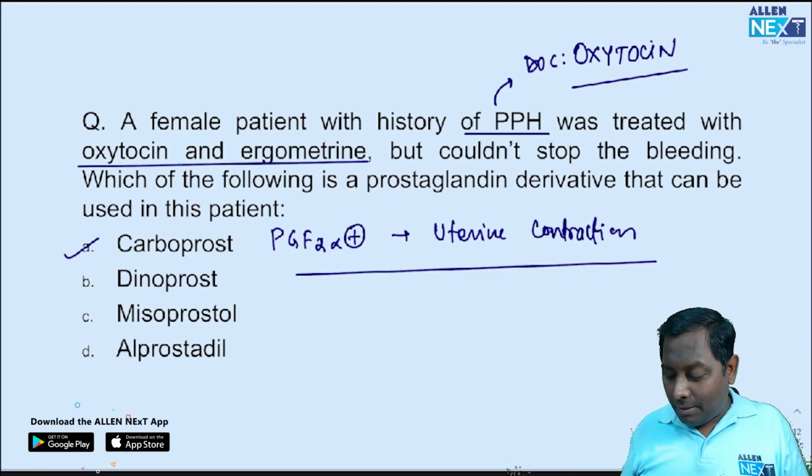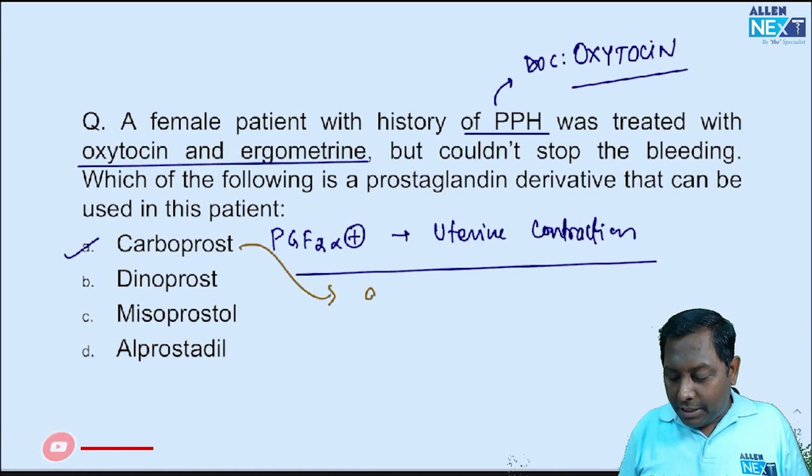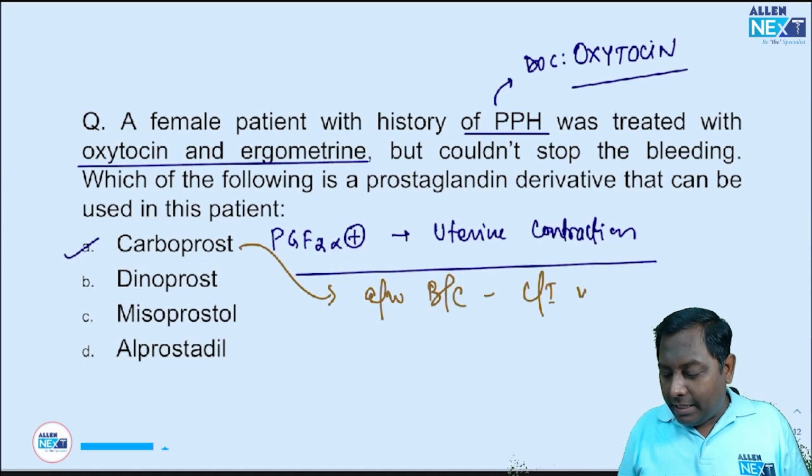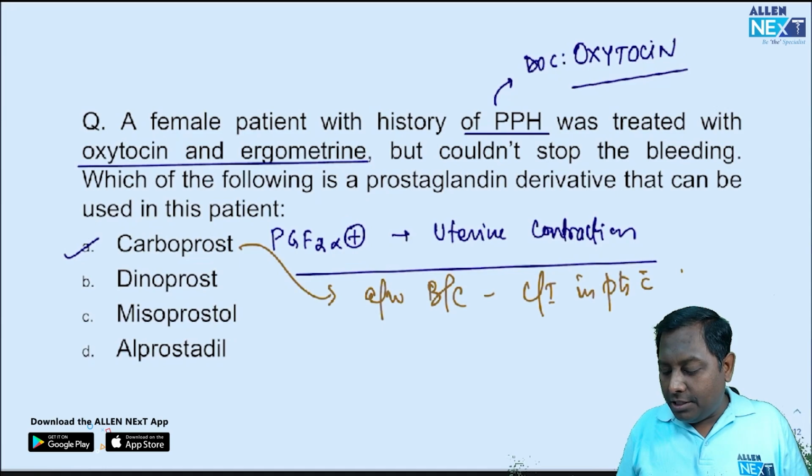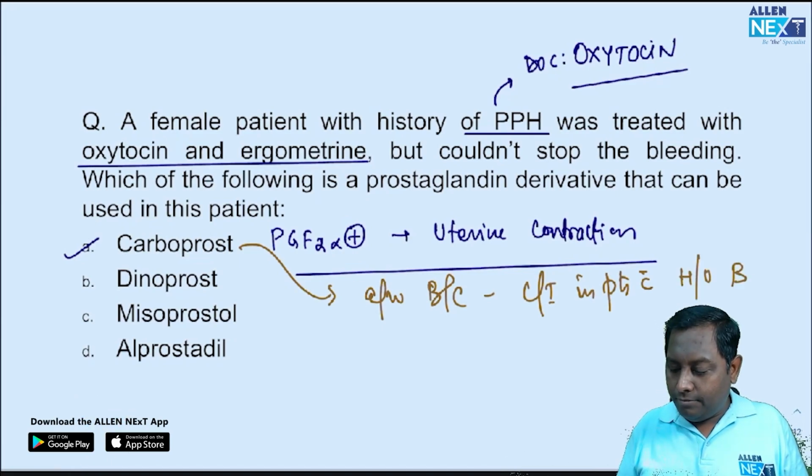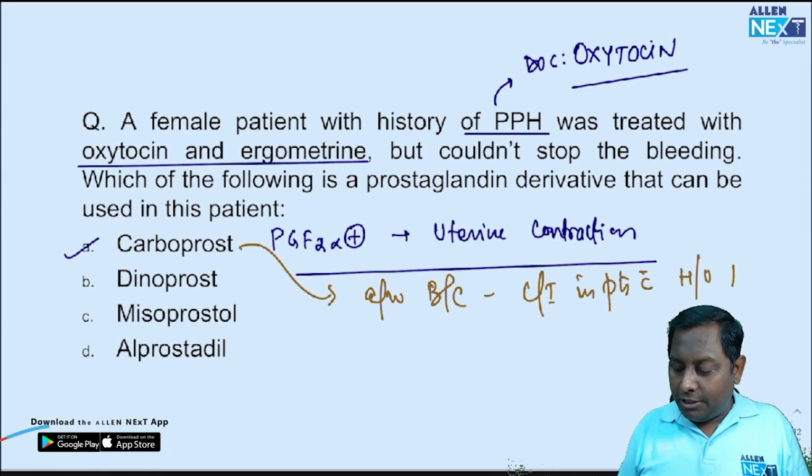So carboprost was there. Carboprost will also be associated with bronchoconstriction. Therefore, it should be contraindicated in patients with a history of bronchial asthma.